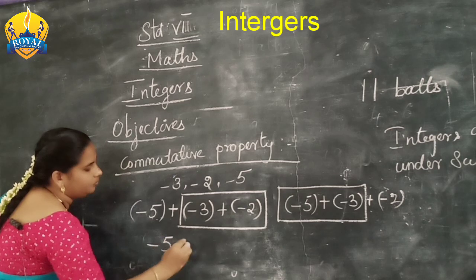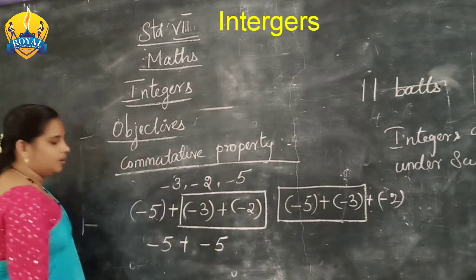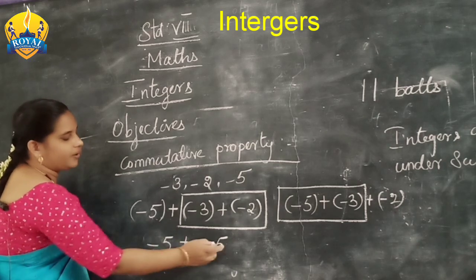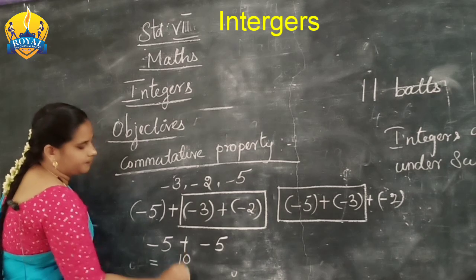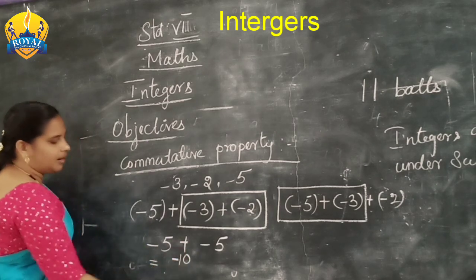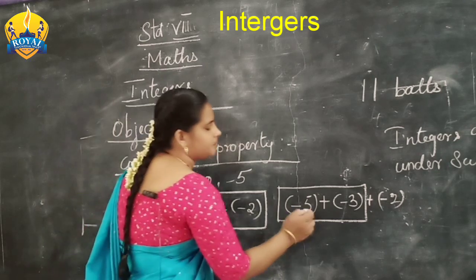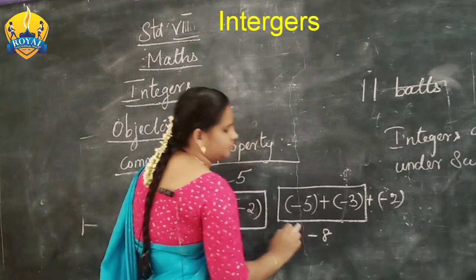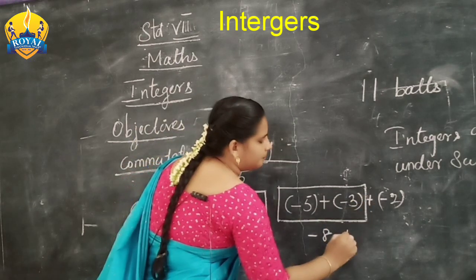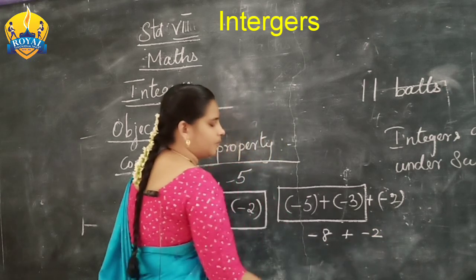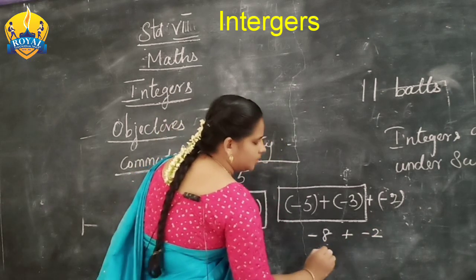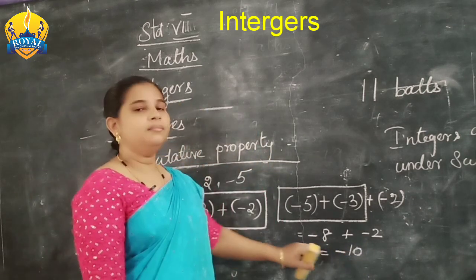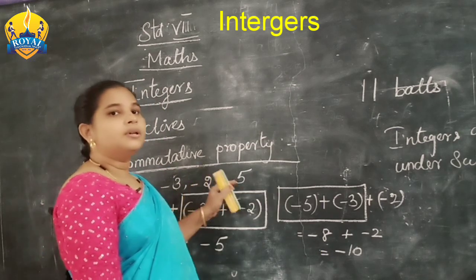Now minus 3 plus minus 2 gives minus 5. Then minus 5 plus minus 5: same sign, 5 plus 5 is 10, so minus 10. In the other grouping, minus 5 plus minus 3 is minus 8, and minus 8 plus minus 2 is equal to minus 10. Both give the same answer. Okay, this is the associative property.